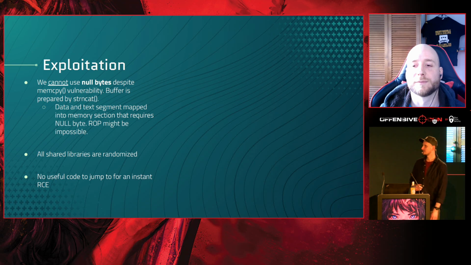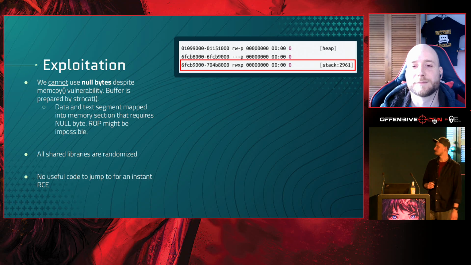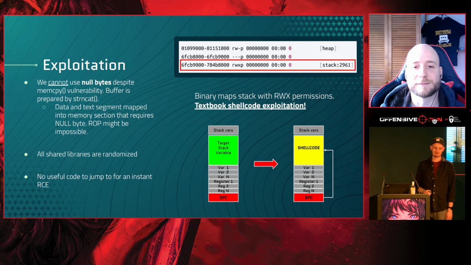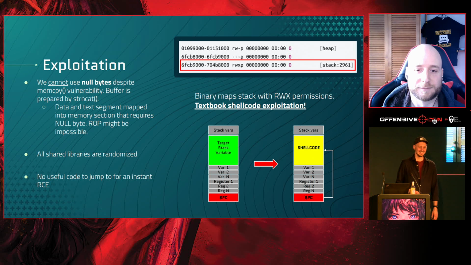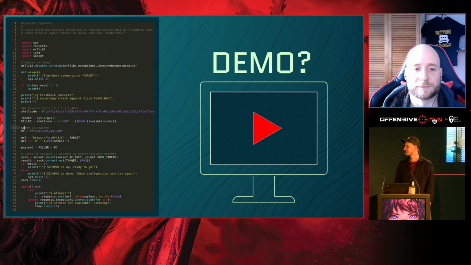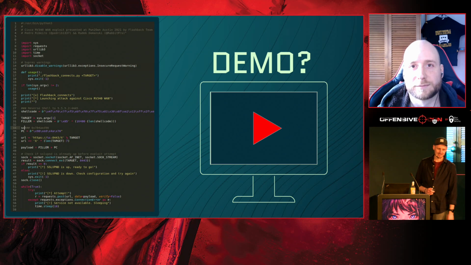But you know, it's 2022. Everybody takes security seriously, right? So why don't we just have an executable stack? So thank you very much, Cisco. When you see this, it's basically a textbook shellcode exploitation. You plant your shellcode, return address, you jump, and nothing more than that. So that's the entire exploit. It's quite short and quite simple.